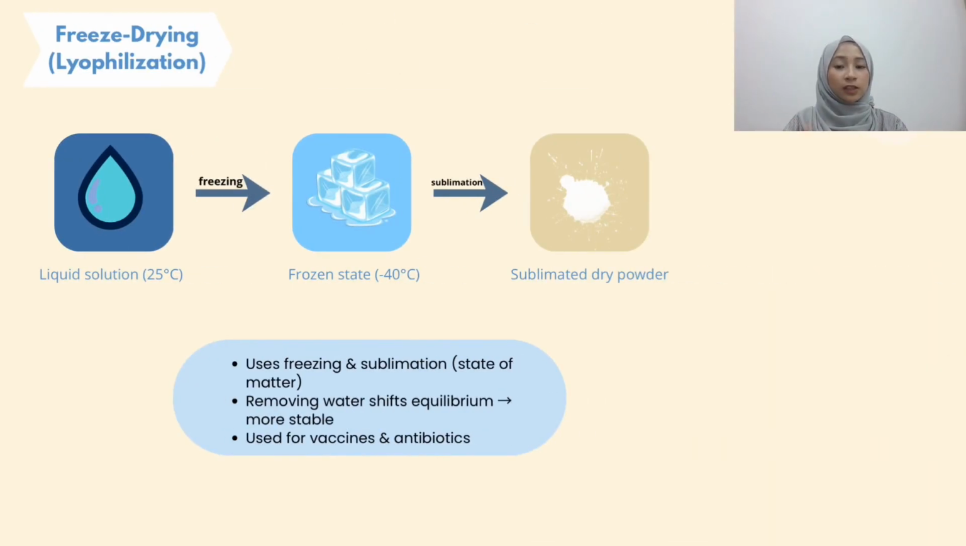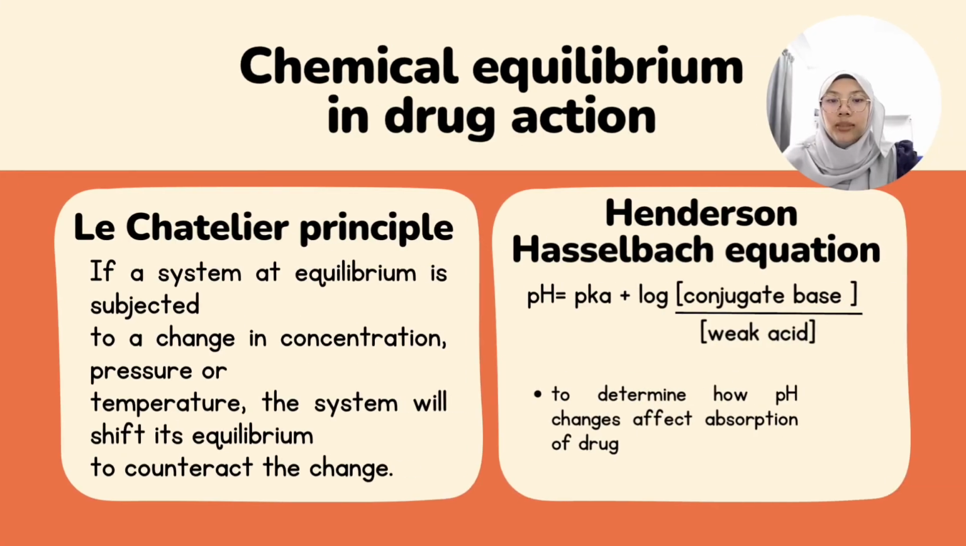Here is a process called lyophilization, which turns the drug into a stable powder so it can be stored longer and reconstituted only when needed. So even at the simplest level, controlling the state of matter affects the speed, site, and effectiveness of a medicine. Let's move on to chemical equilibrium in drug action.